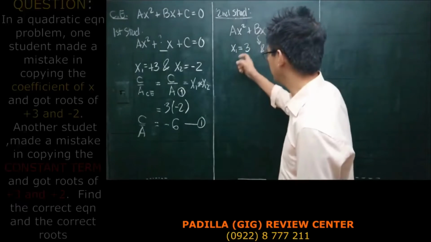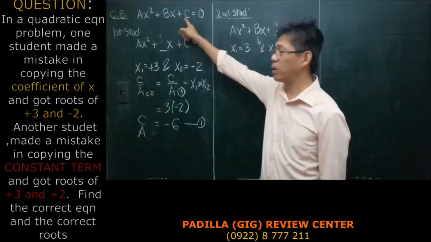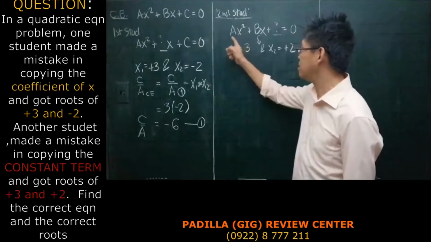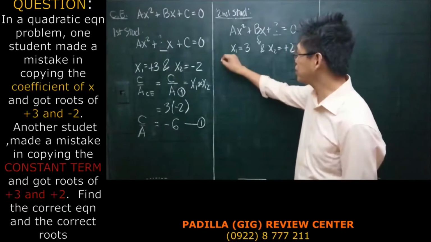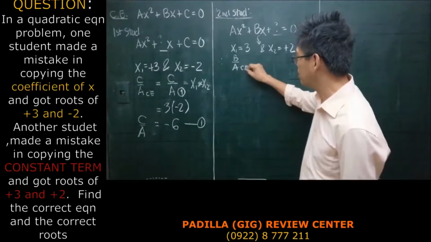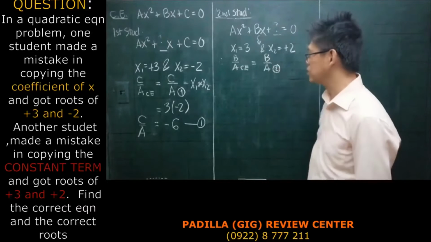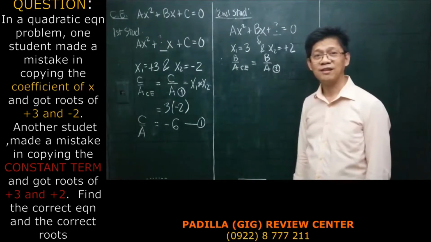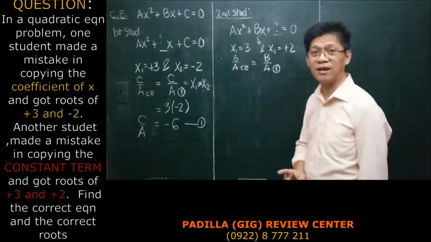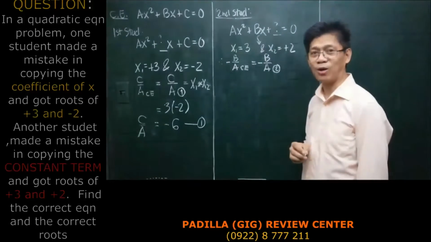For the second student's equation, the C of this and the C of the correct equation are different, but their B and A are the same. So we therefore say that the B over A of the correct equation must be equal to B over A of the second student's equation, right? Correct, because their A and their B are identical. So if I multiply both by negative, they remain equal.